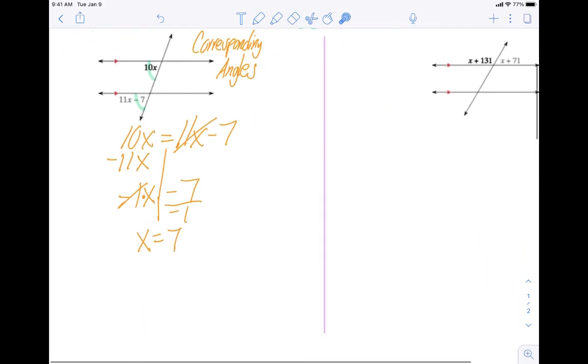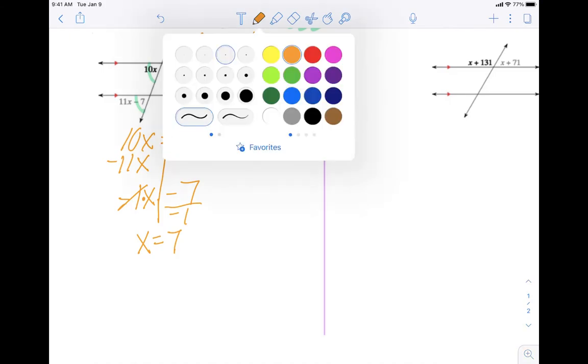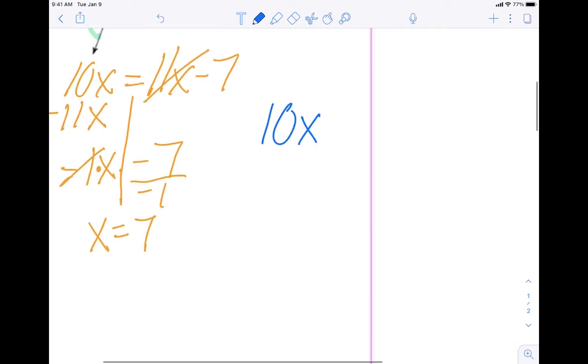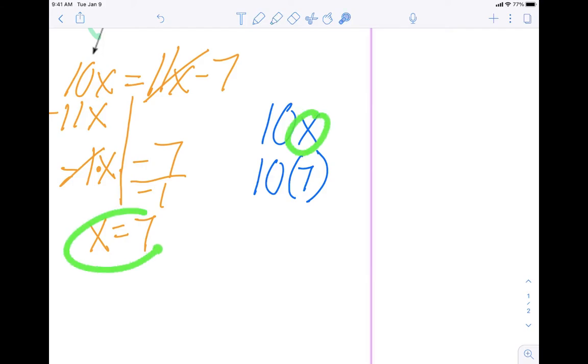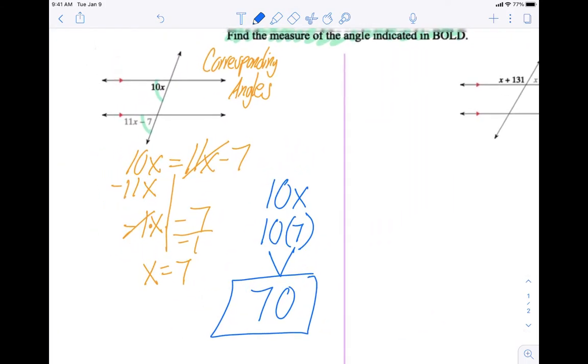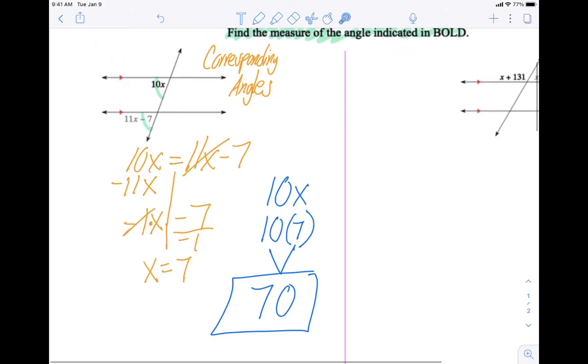So let's see here. Let me change my color here. And I'm going to say 10x. But I know what x is. So 10 times 7, right? Because x is 7. X is equal to 7. So I plugged in 7 there. 10 times 7 is 70. And there you go. Look at that. That means that this angle right here is 70 degrees. That angle is 70 degrees.